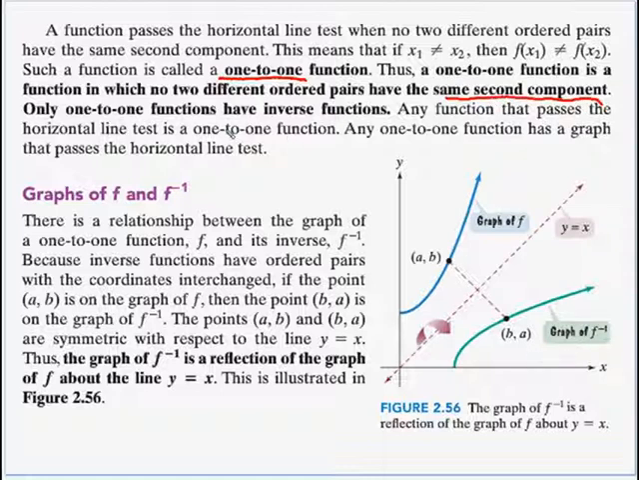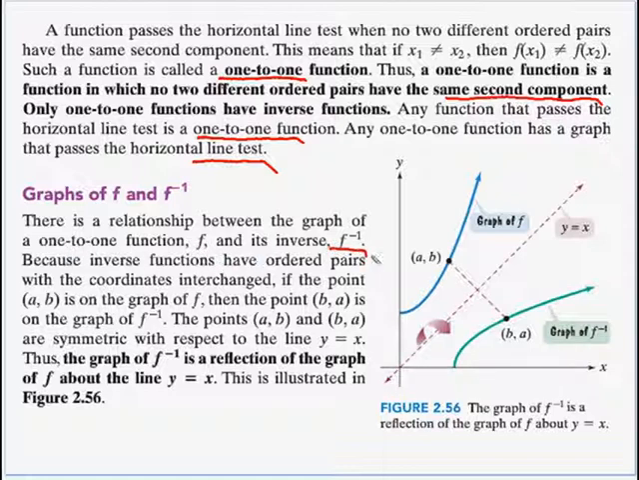Only one-to-one functions have inverse functions. Any function that passes the horizontal line test is one-to-one. Any one-to-one function that has a graph will pass the horizontal line test. And there is a relationship between the graph of a one-to-one function f and its inverse, f inverse.